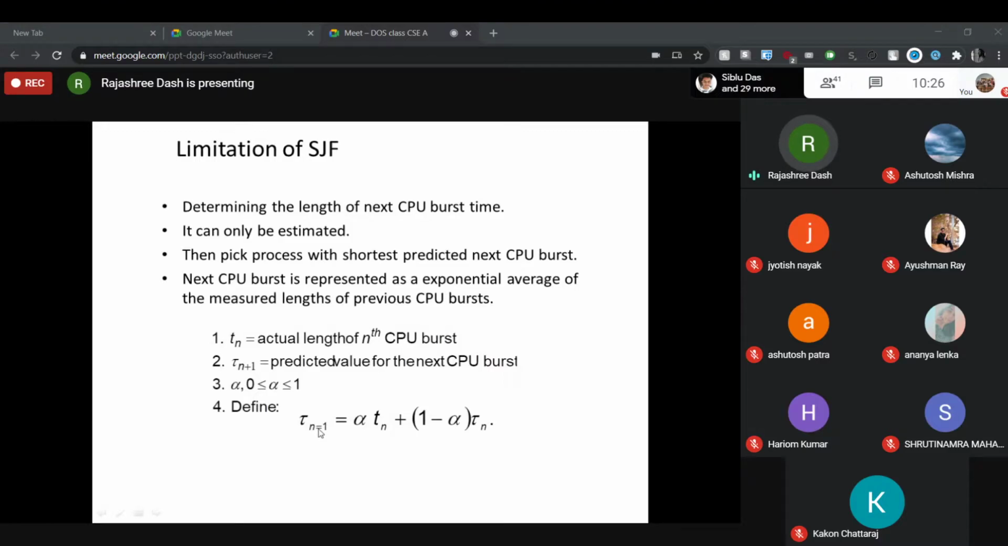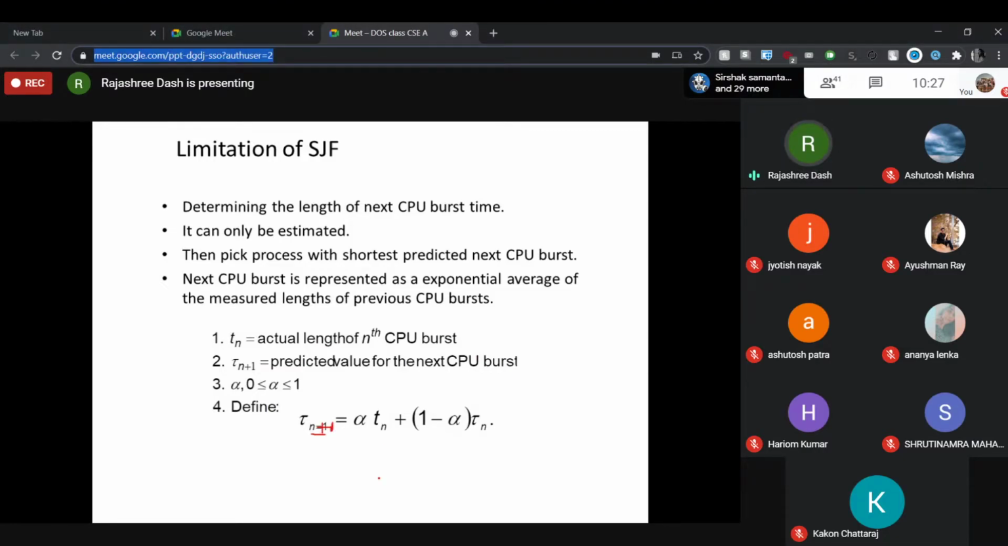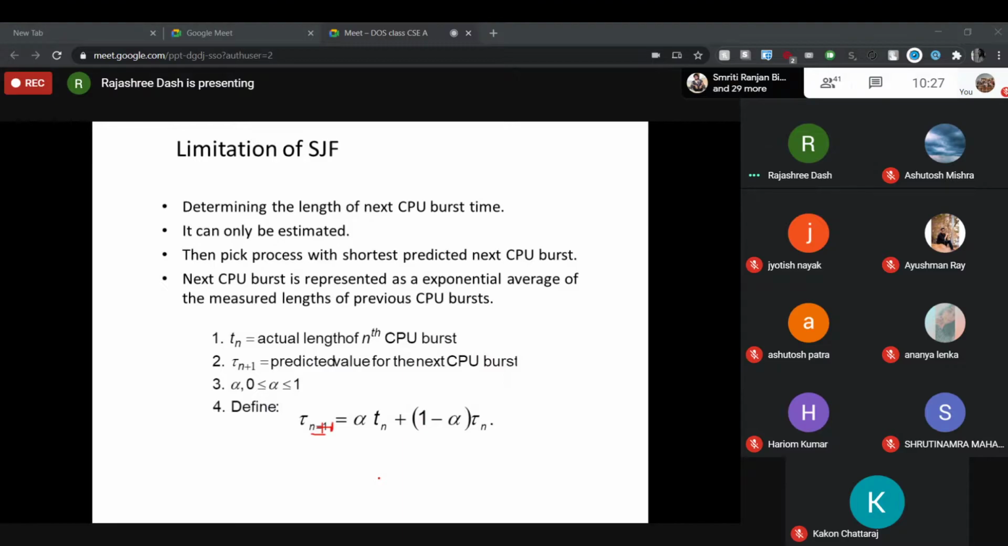Sorry, here it was a mistake. Here it will be plus. Tau n plus 1 equals alpha Tn plus 1 minus alpha tau n. So remember, Tn represents the actual length and tau n represents the predicted value.